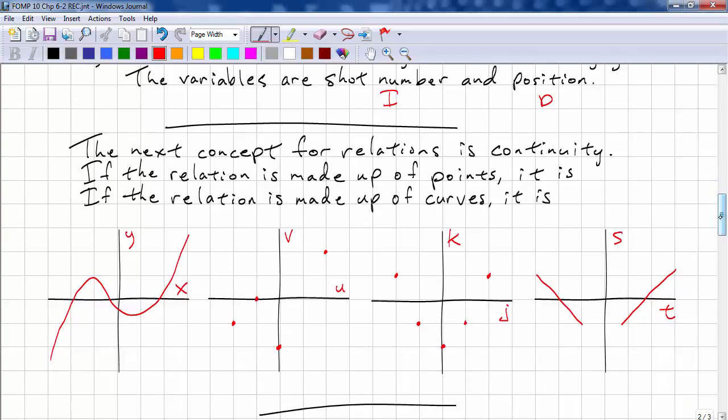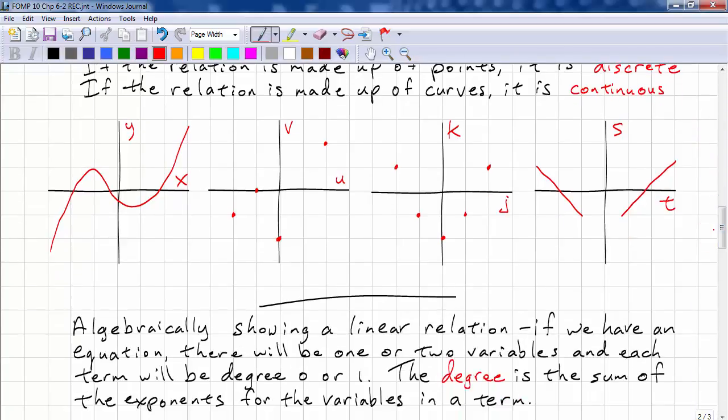Okay, the next concept is continuity. So if the relation is made up of points, it is discrete. If the relation is made up of curves, and a curve could be a line, it's a special case, it is called continuous. Okay, so let's try to classify these. This is a curve, so it's continuous.